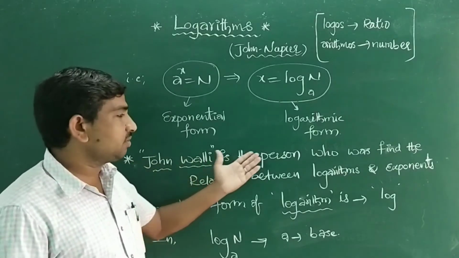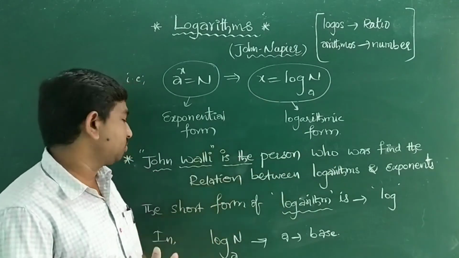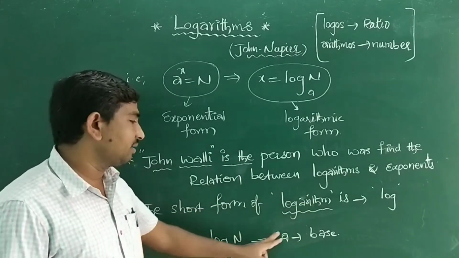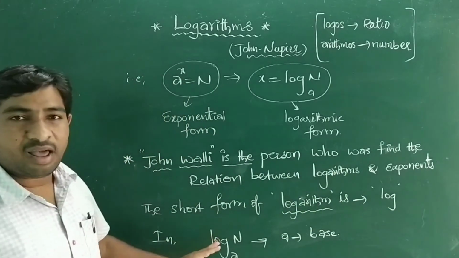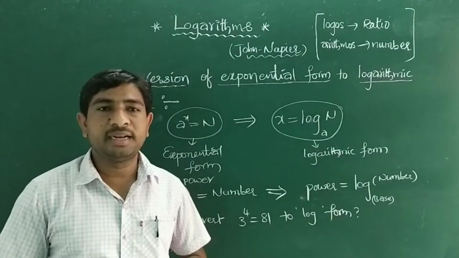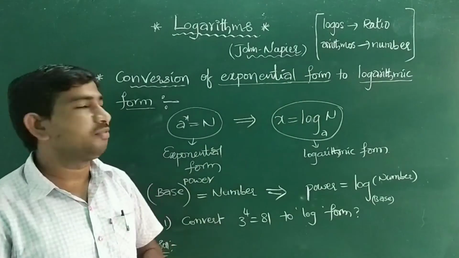John Wallis was the first person to introduce the relationship between logarithms and exponents. The short form of logarithm is log. In log n base a, what is a here? The base. Right, the next topic is conversion of exponential form to logarithmic form.